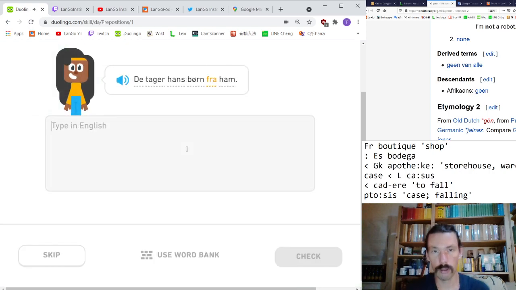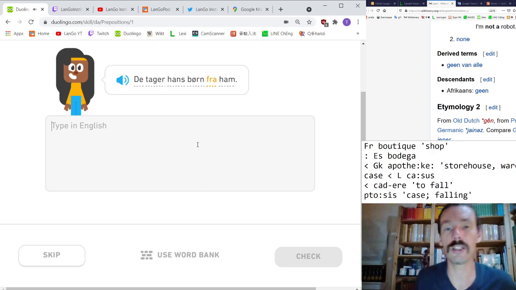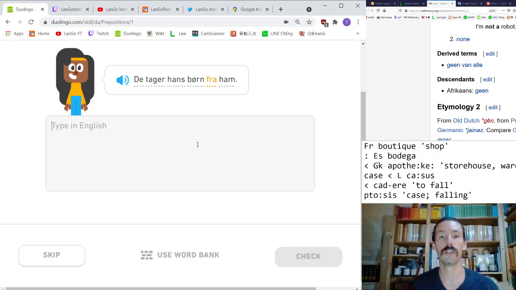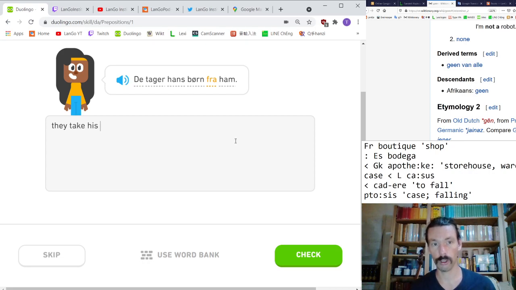De tager hans børn fra ham. So we see the possessive, hans, his, tager, and then the object, ham, the accusative. They, well, whatever it is, maybe it would be dative. I don't know if we have a case distinction here. They take his børn, his children, from him.